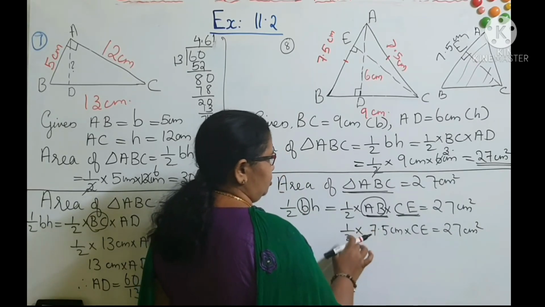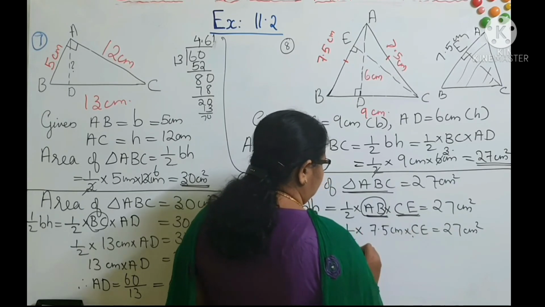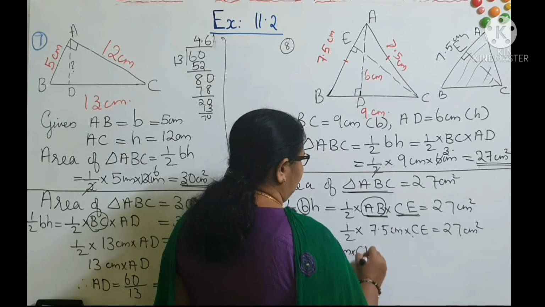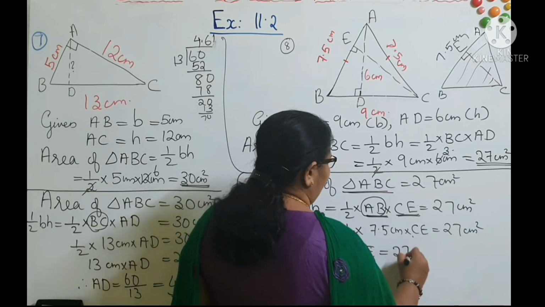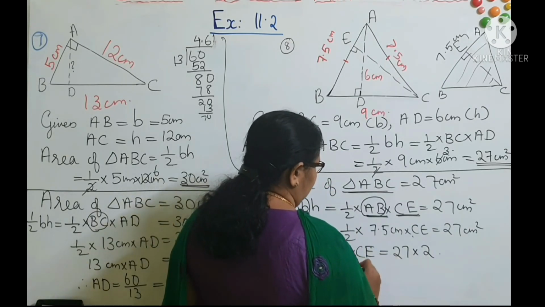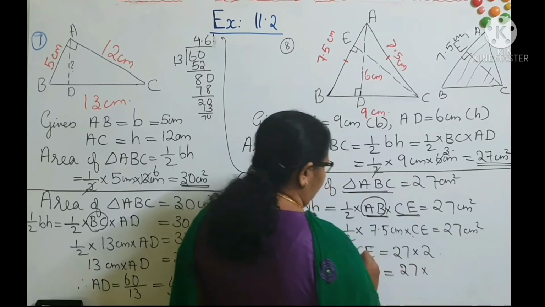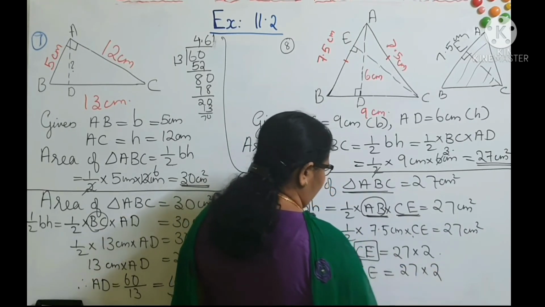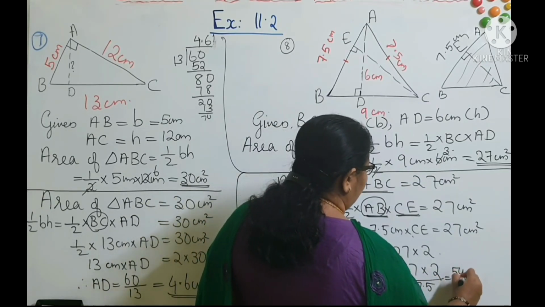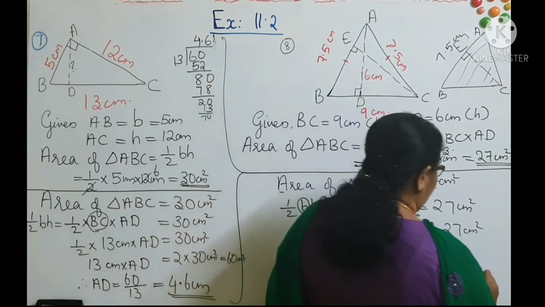We cannot cancel these two, so take this to the right side. Then we need only CE here. That is 7.5 centimeter into CE is equal to 27 into 2. We need only CE. CE is equal to 27 into 2 divided by 7.5. And that is 54 divided by 7.5.